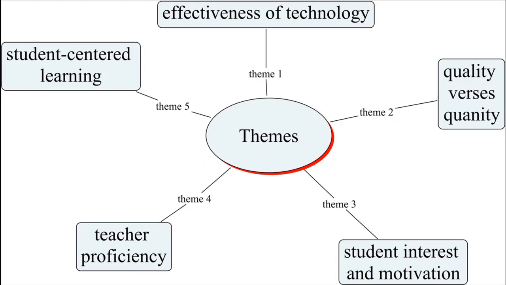Five themes emerged from the analysis. 1. The effectiveness of technology on student learning and achievement. 2. The quality versus the quantity of time spent with technology. 3. Student interest and motivation. 4. Teacher proficiency. And 5. Student-centered learning.